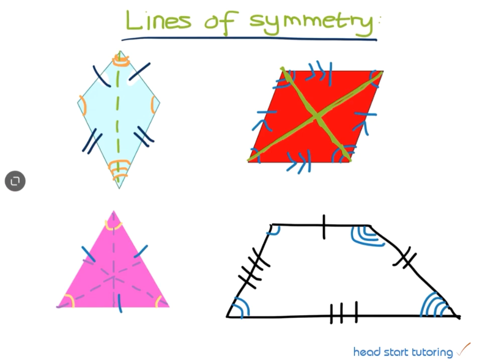And it's the same thing when we are working with a scalene triangle. So none of our sides are equal and none of our angles are equal. So we will indicate that by putting a different number of lines on each of our sides, and a different number of curved lines on each of our angles. Right, and then we do have no lines of symmetry.